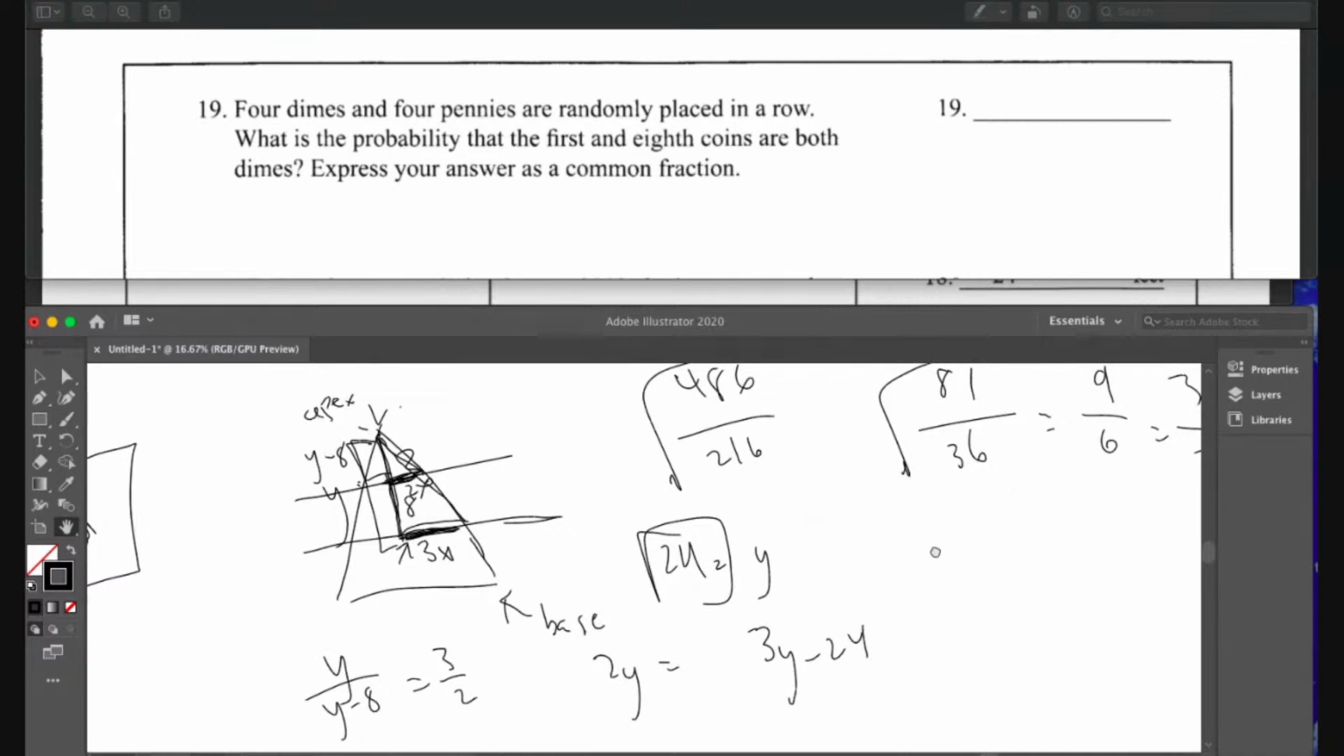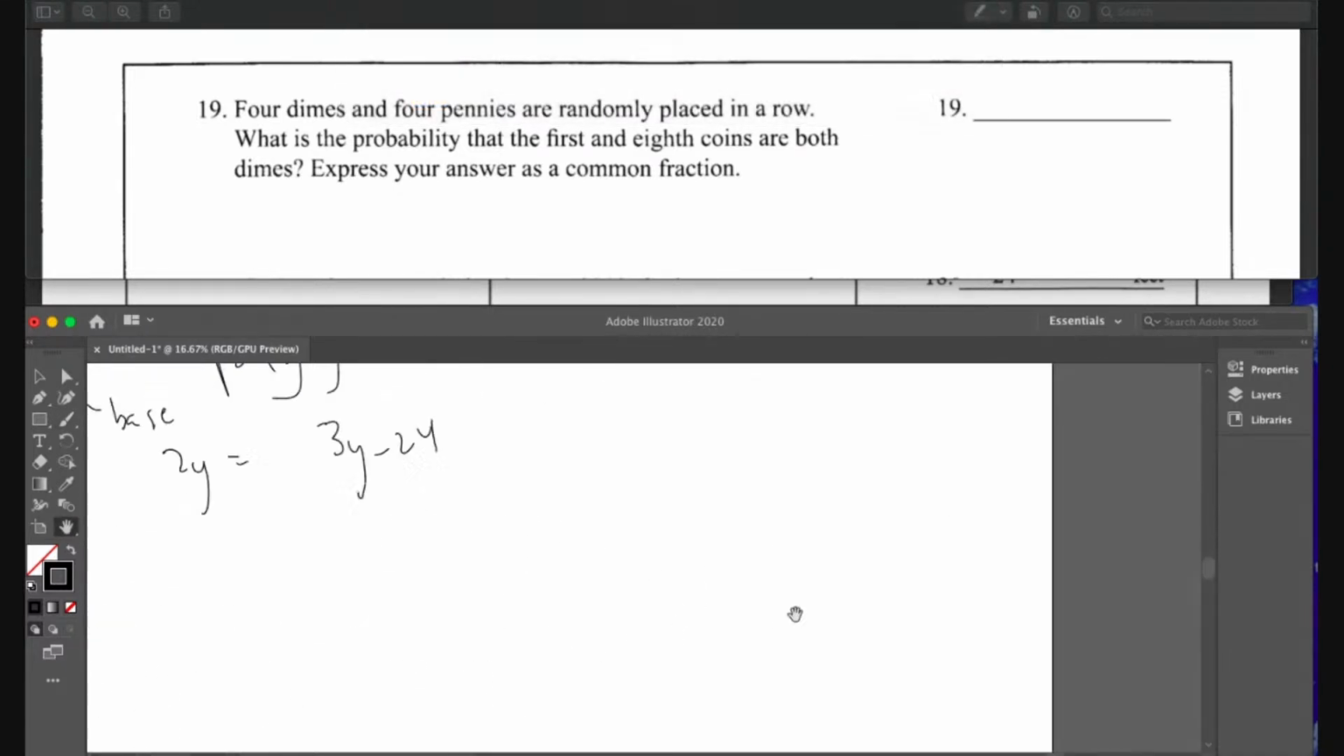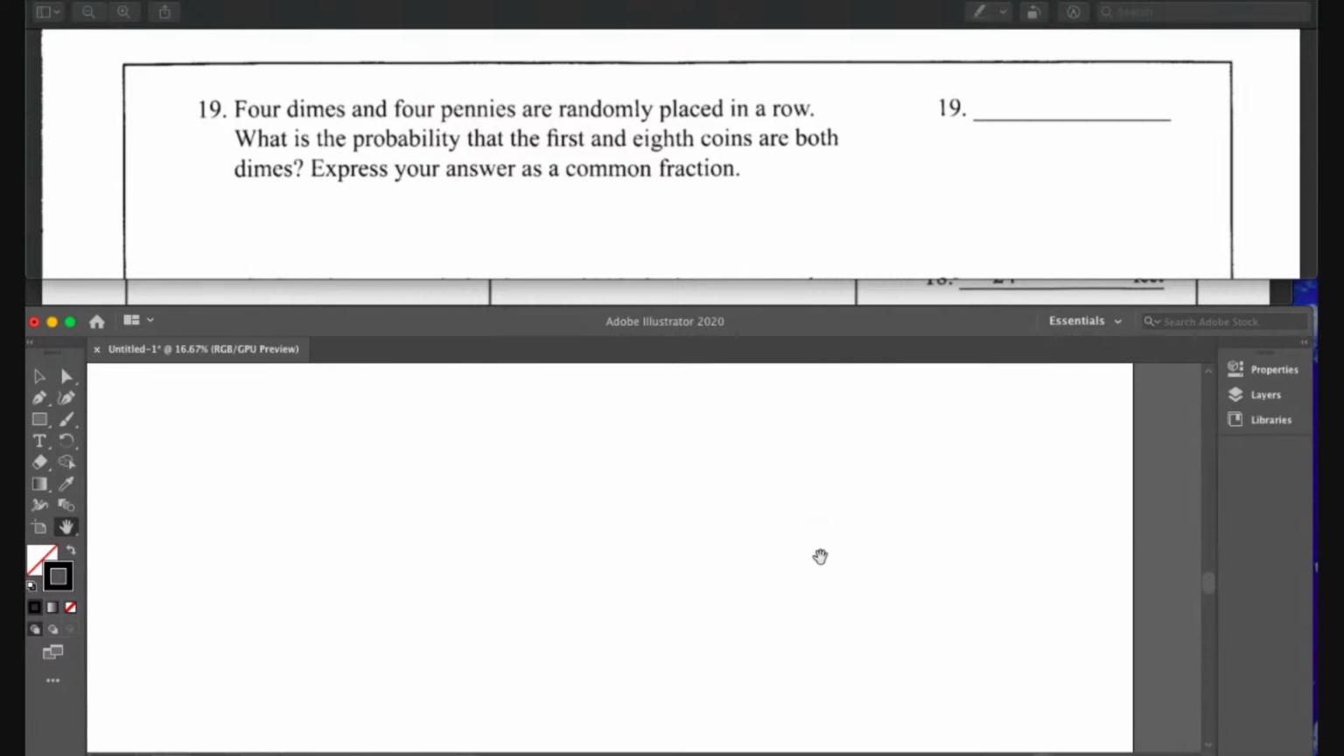Number 19. 4 dimes and 4 pennies are randomly placed in a row. What is the probability that the first and eighth coins are both dimes? Express your answer as a common fraction.